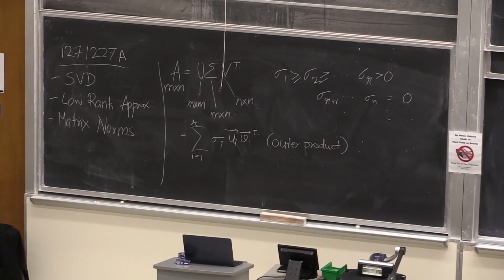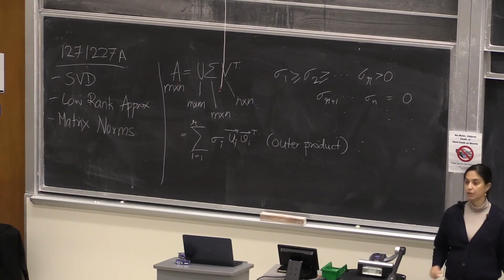U is an orthonormal matrix. What does that mean about its invertibility? Good. So you answered your own question. V is also an orthonormal matrix. What does that mean about its invertibility?